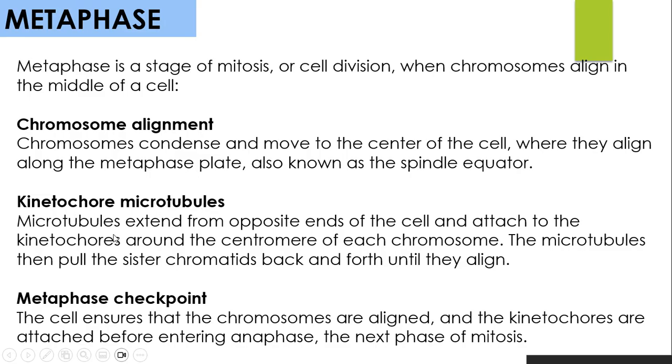Kinetochore microtubules. Microtubules extend from opposite ends of the cell and attach to the kinetochores around the centromere of each chromosome, right? The microtubules then pull the sister chromatids back and forth until they align. So, you know how sometimes we have to use a pulley to align things. We can't do it with our hands, but then we have to use some stick or anything like that. That's exactly what it is. So, kinetochores are joined to the centromeres only to make sure the sister chromatids are aligned in the perfect location. So, you're using something to attach it to something and then slowly prepare for the anaphase, right?